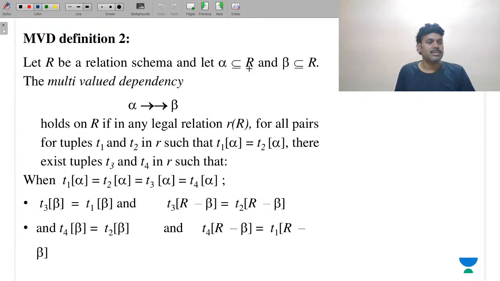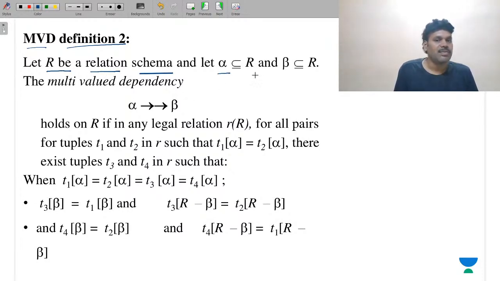You observe this definition carefully. What is the multi-value dependency definition? Let R be a relation schema, alpha and beta belong to the relation, and you want to prove alpha implies beta multi-valuedly. It's not single-valued, it's multi-valued. Then this is the condition.